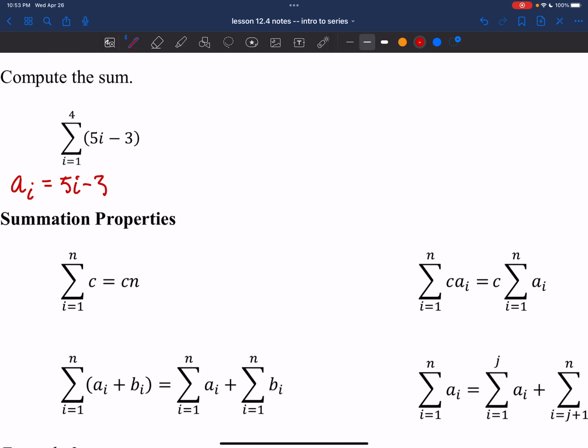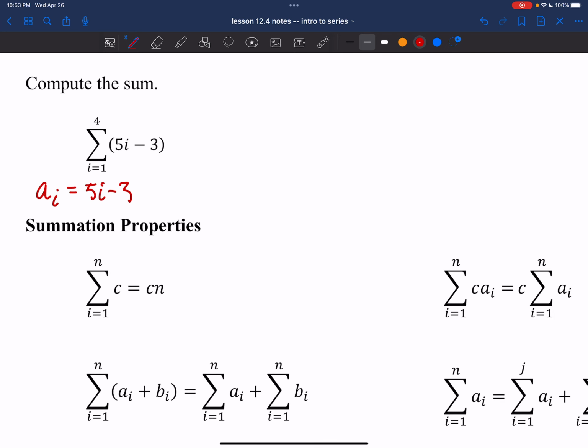Okay, so let's compute this sum. Well, what does this mean? Well, it starts at 1, so I might write this, right?